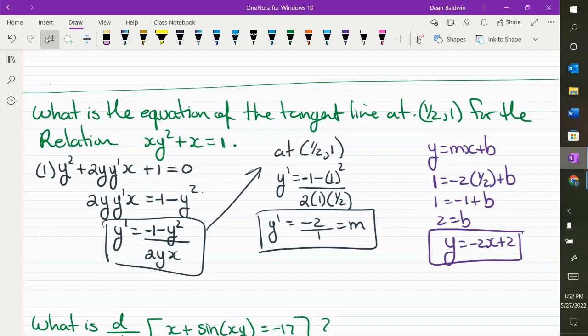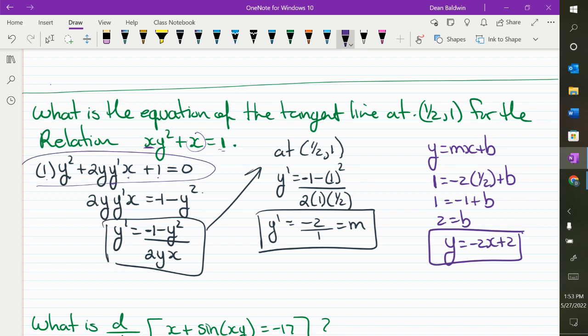All right. This is product rule. Product rule says the derivative of the first function, which is 1, times the second function, y squared, plus the derivative of the second function, which is implicit, so you drop the 2 down, times y, times the derivative of y, which is y prime, times the first function, which is x. Plus the derivative of x is just 1. And the derivative of any constant is 0.